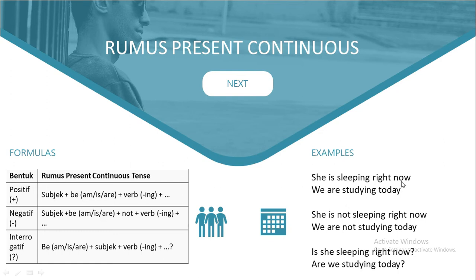I'm just going to explain the first sentence. She is sleeping right now. It means that the subject, she, was already sleeping before the conversation started, and until now, as we're talking about her, she is still sleeping. So the sleeping activity already started before we talk, and until we start talking right now, the subject is still sleeping. It also applies to the rest of the sentences.